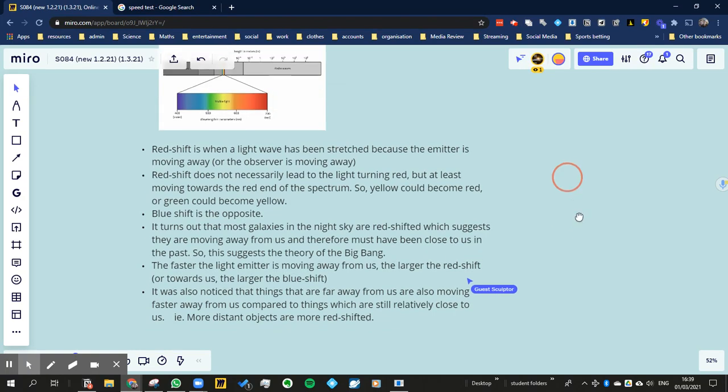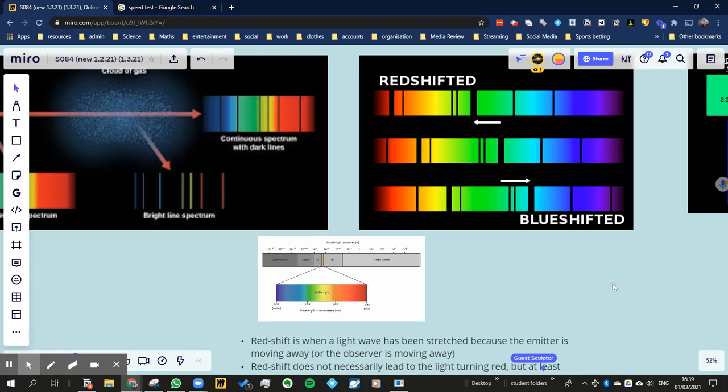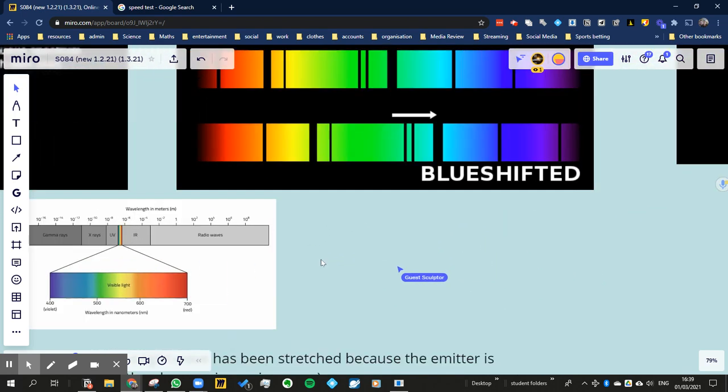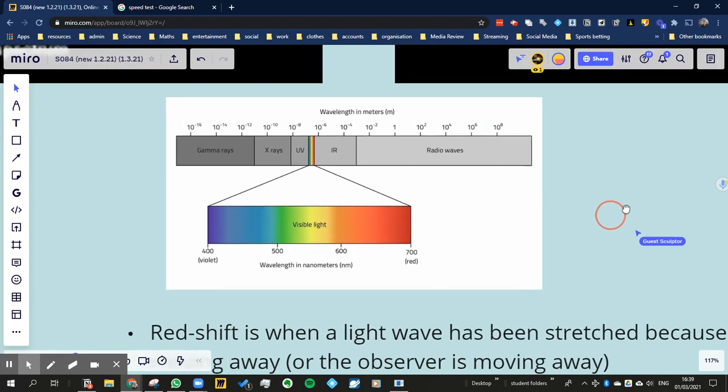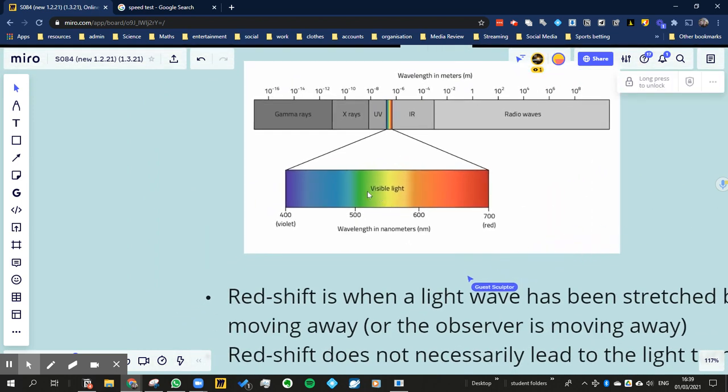So, redshift. Let's just remind ourselves about what we said at the beginning, which was that light color is basically our brain's representation of wavelength. We can detect light between 400 nanometers and 700 nanometers, and our brain basically uses what we call color to see these different wavelengths.